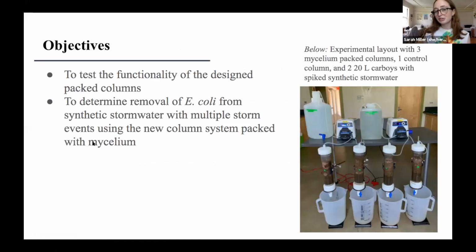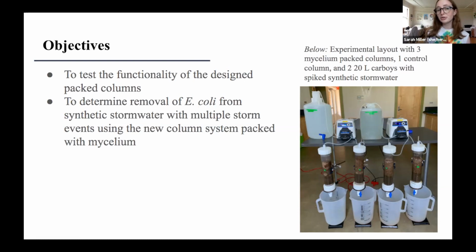Our first objective for this research was to test the functionality of our newly designed packed columns. You can see in the image that we have a transparent PVC body with fitted endings. There is a fitted inlet for the hoses that are in the carboys filled with the synthetic stormwater that allows them to flow through the columns. And then there is an outlet in the base that allows the water to exit the column after being filtered.